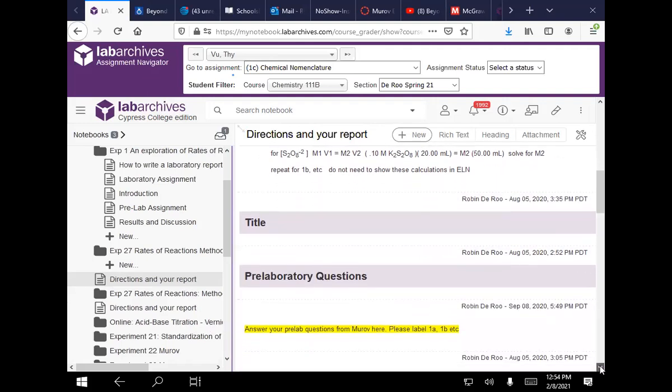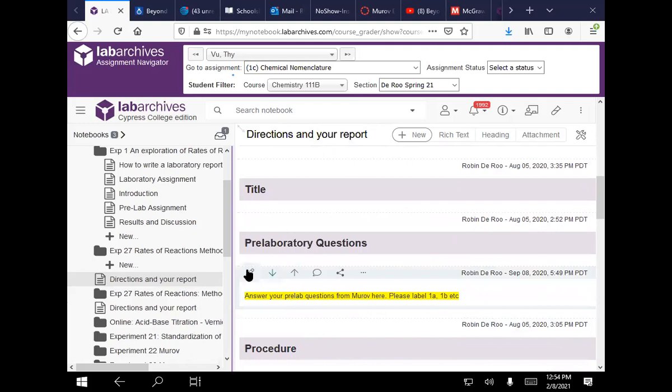Okay, so this is where you can upload, you can do the attachment and upload them, or if you want to type directly in here with the rich text formats, that's fine too. If you do that, please label 1A, 1B, 1C. If you want to do the attachment, then please label pre-laboratory questions.